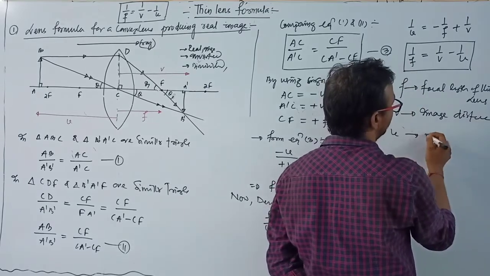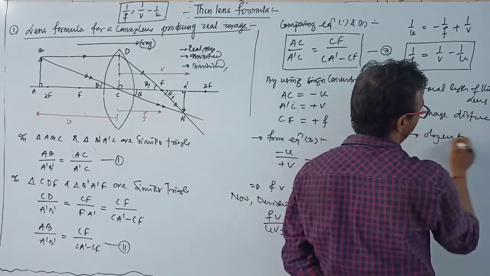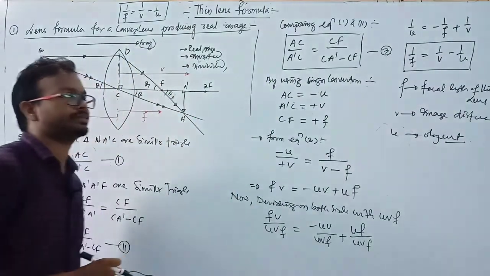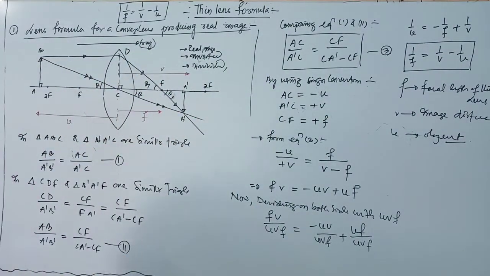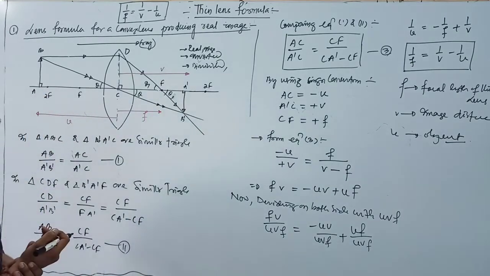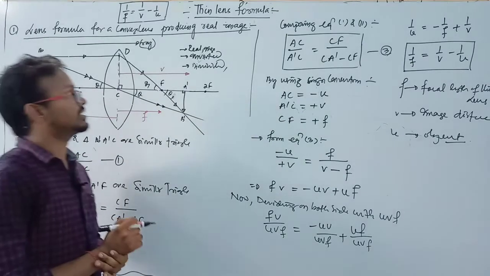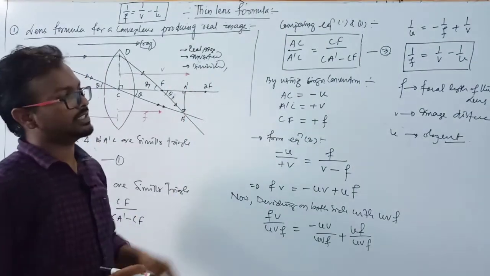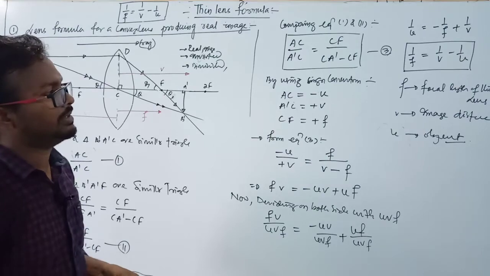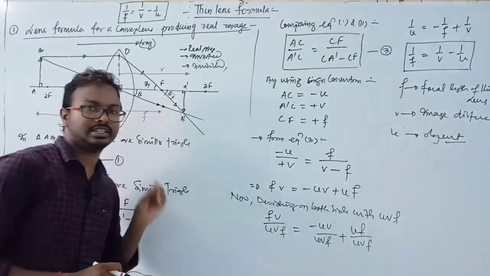And what is U? That is object distance. Clear? So this is the thin lens formula, when the object is placed beyond 2F and the lens produces a real image. This is the formula. Clear? And this formula is valid for a concave lens and a convex lens also. This is case number 1.